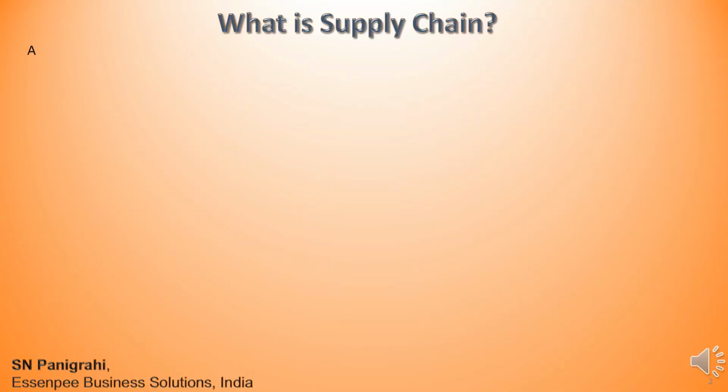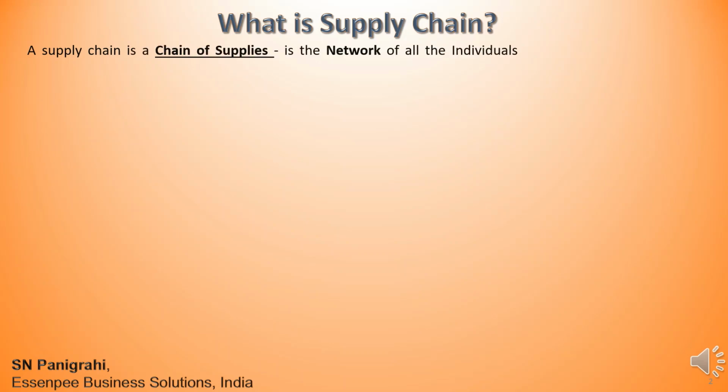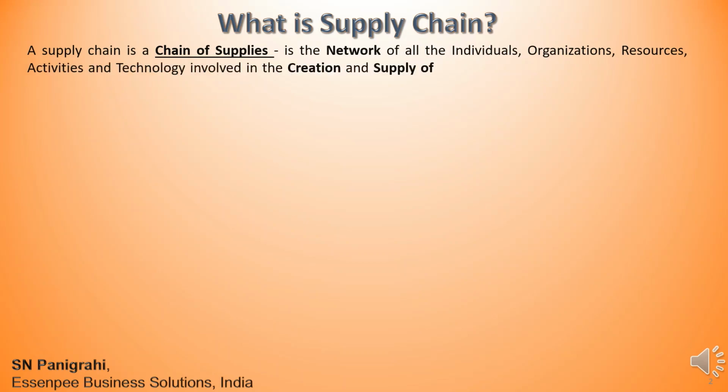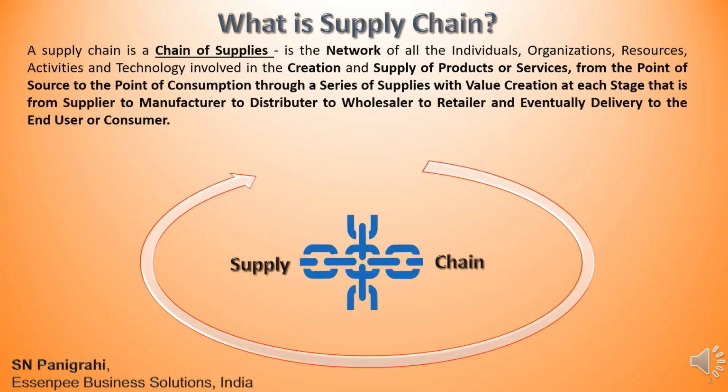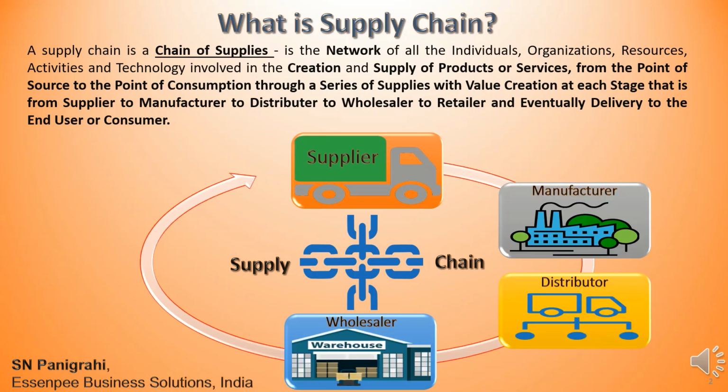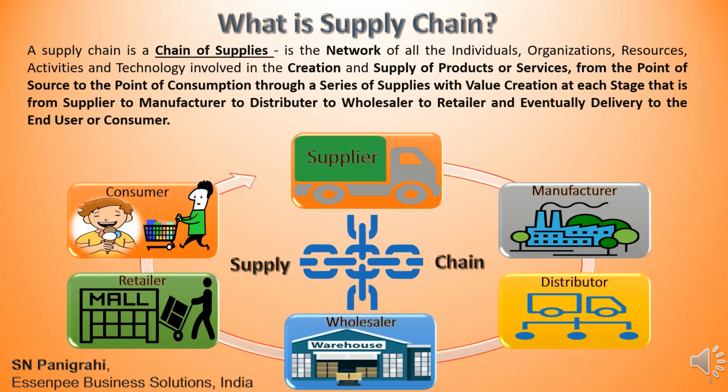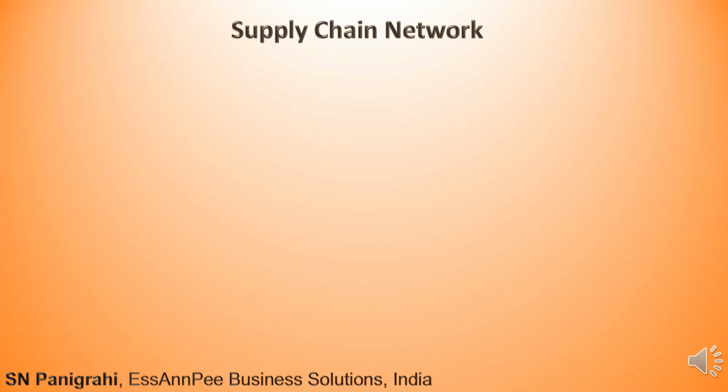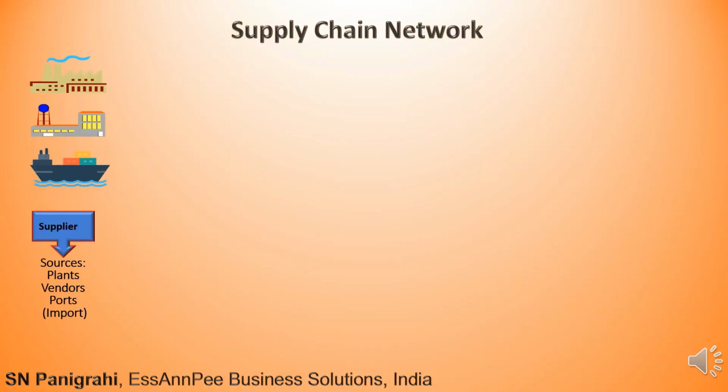What is supply chain? A supply chain is a chain of supplies, the network of all the individuals, organizations, resources, activities and technology involved in the creation and supply of products or services, from the point of source to the point of consumption through a series of supplies with value creation at each stage, that is from supplier to manufacturer to distributor to wholesaler to retailer and eventually delivery to the end user or consumer. As we understood, supply chain is a complex network of supplies, and is typically structured and connected, with key supply channel partners engaged with supply and value deliveries, as shown below.